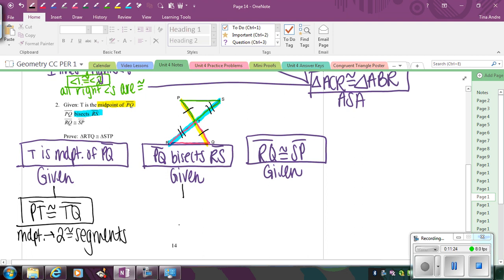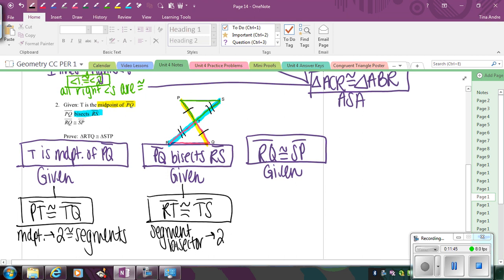So using that given, the conclusion I made was I concluded in my picture that those two segments were congruent. So I'm going to write that down. And that's because a segment bisector implies two congruent segments.